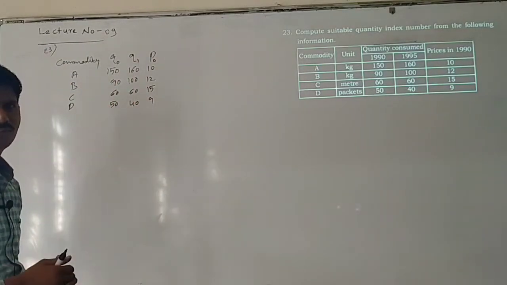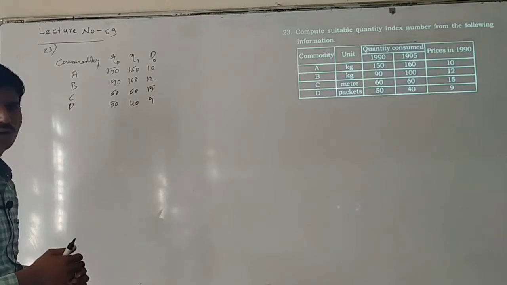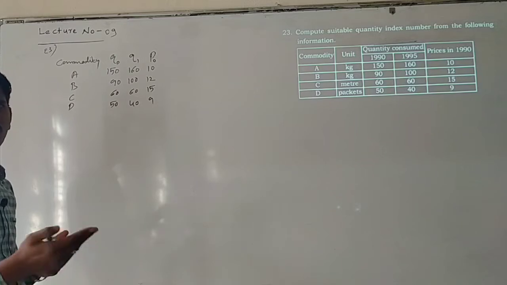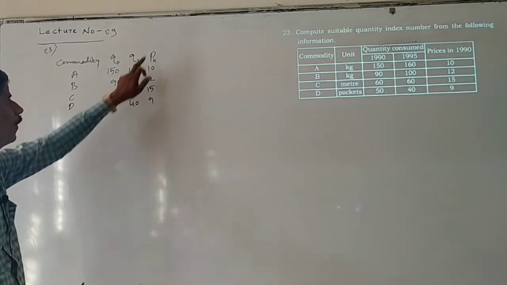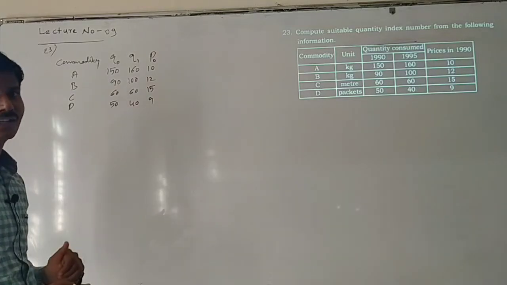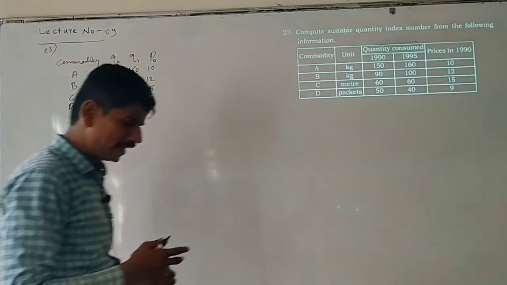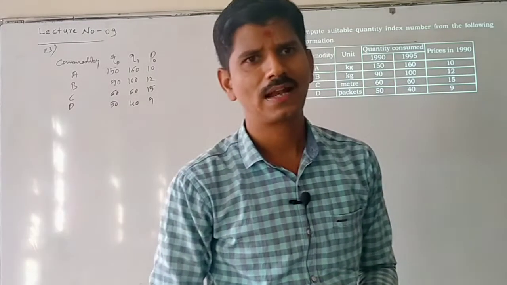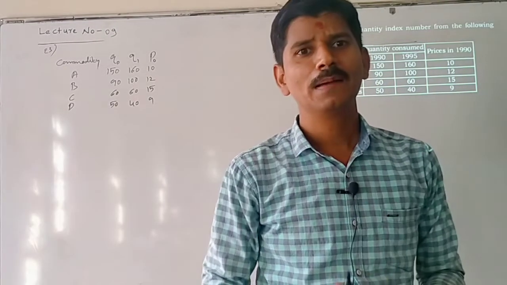Here P1 value is not given. Suppose if they had given P1 value, you would have to find Marshall-Edgeworth, Drobisch or Fisher's index number. Okay, here they have given only base year price. Current year prices are not given. Okay, here Laspeyres quantity index number deals with the base year price.